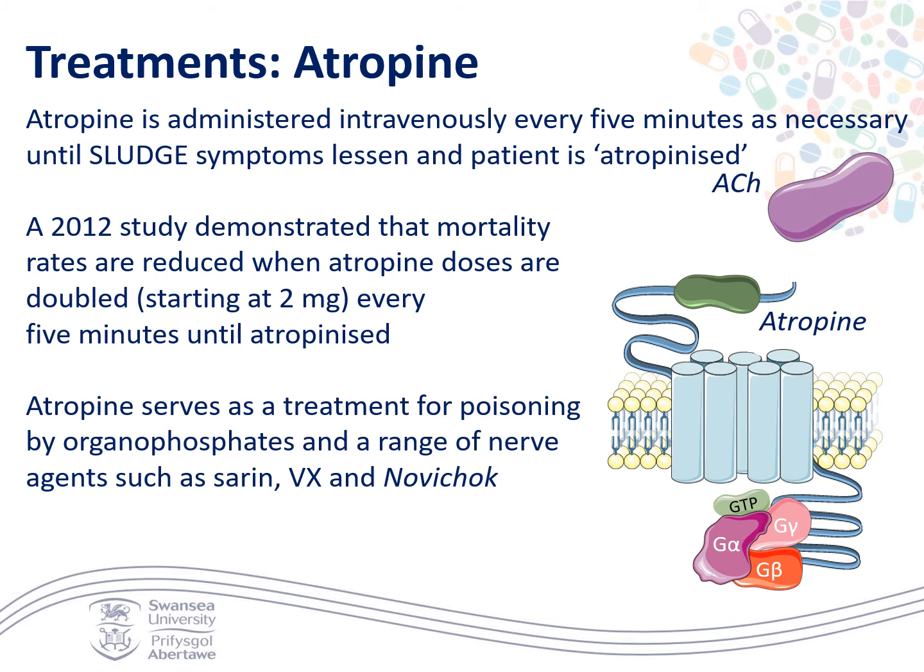Atropine serves as a treatment for poisoning by organophosphate pesticides, as well as nerve agents such as sarin, VX, and Novichok. So it likely was the administered treatment for both the Skripals and Nick Bailey.